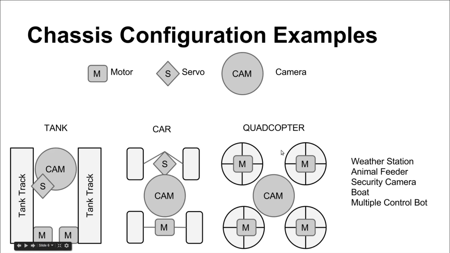And of course, if you're using a quadcopter, then you have 4 different motors to control via your pulse width modulation, and your camera would have to go somewhere in the middle. But you don't have to stop with just cars. You can use this design to build anything such as a weather station, an animal feeder, security cameras, or boats, or you can get multiples of these and put them onto one larger chassis, maybe one part controlling each function.